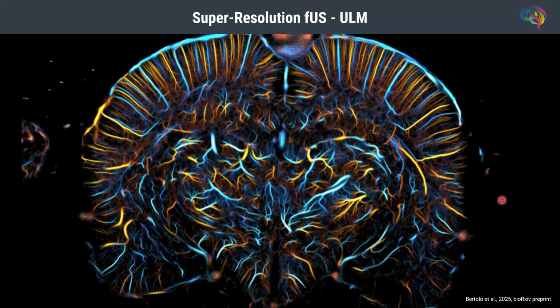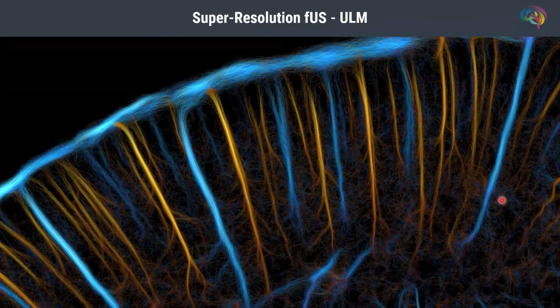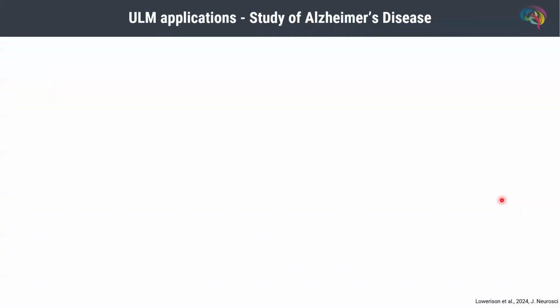So these images, I think, are really breathtaking. So I'll shut up to let you look at it. And actually, what's really important and cool about this technology is that we can not only look at the morphology of the vasculature, but we can also measure the blood speed and the direction of the blood. Information that can be used across different studies.